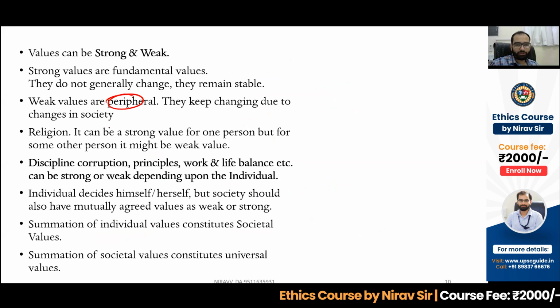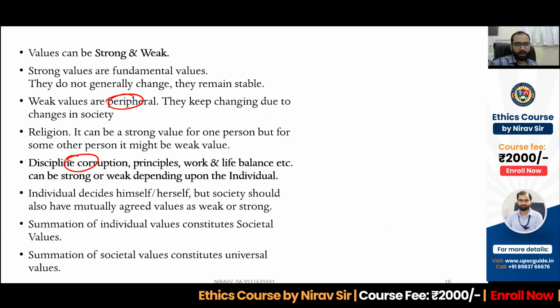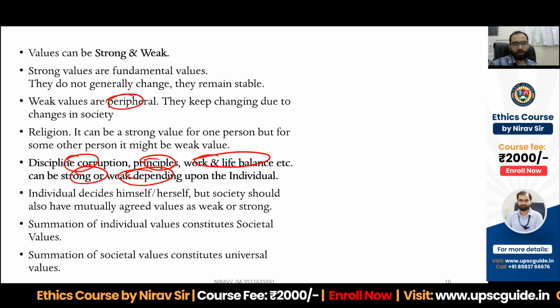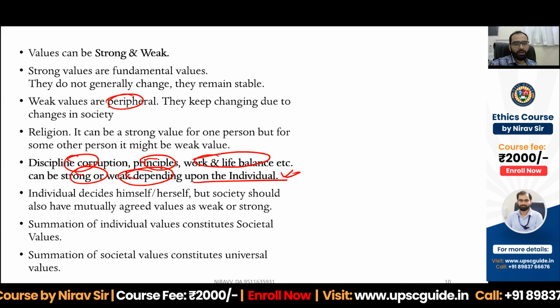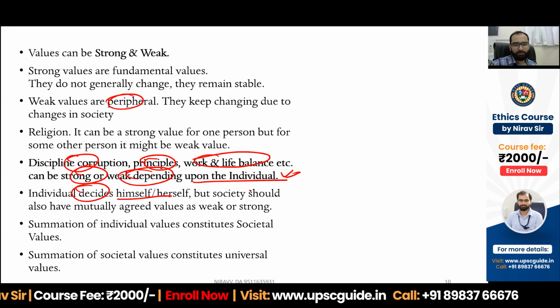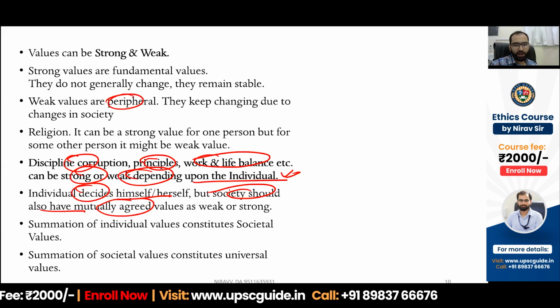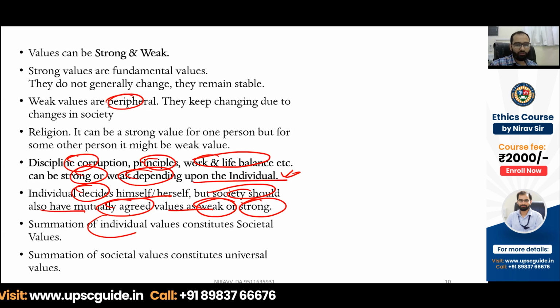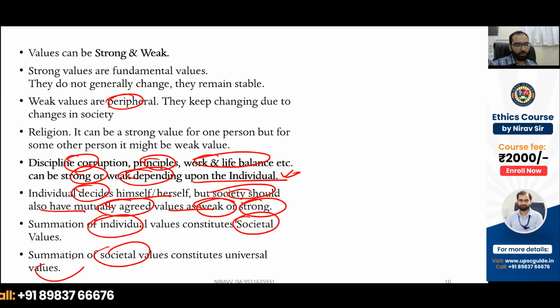Strong values, weak values आपको समझ गया है. Discipline, corruption, principles, work-life balance, they can be strong or weak values depending upon the individual. Individual decides for himself, herself, but society should also have mutually agreed values, some as strong and some as weak. The summation of individual values become social values, and summation of social values become the universal values.